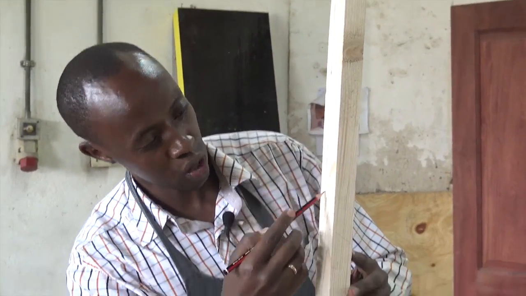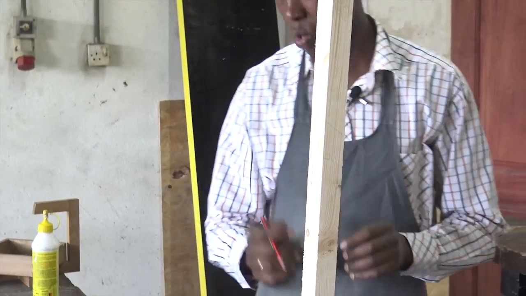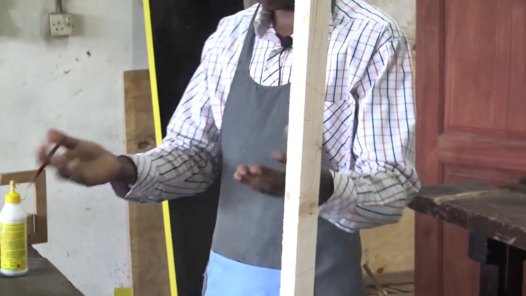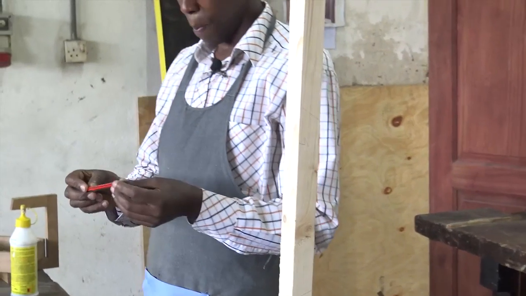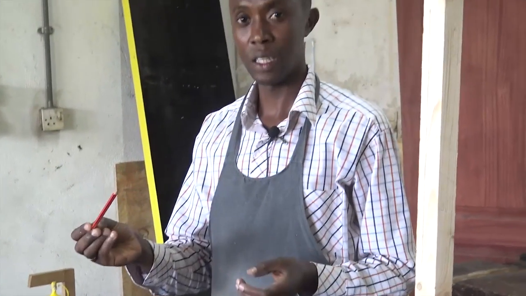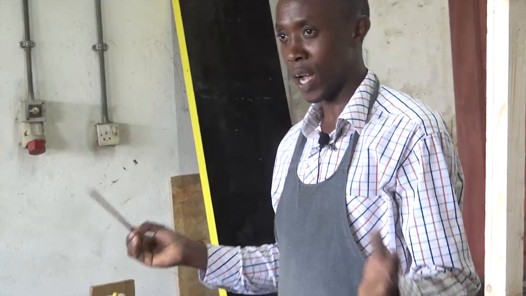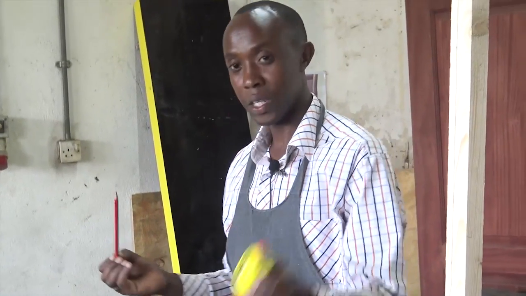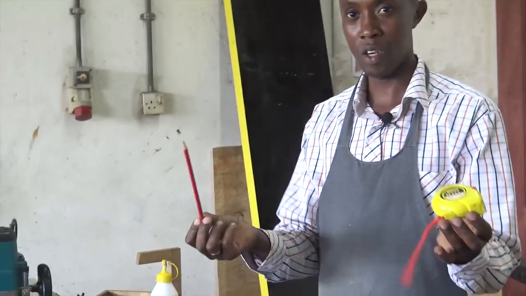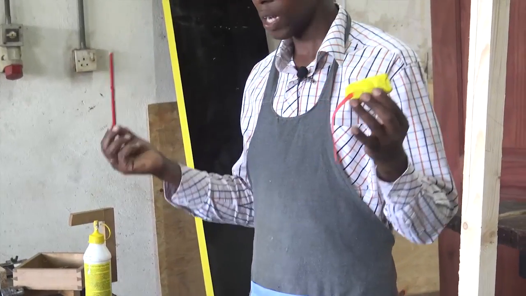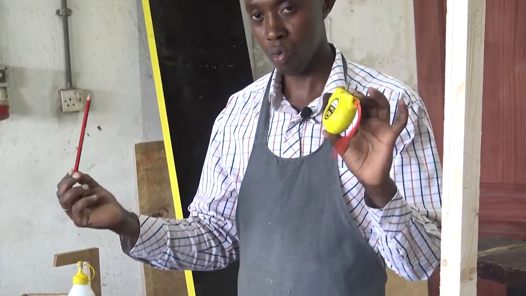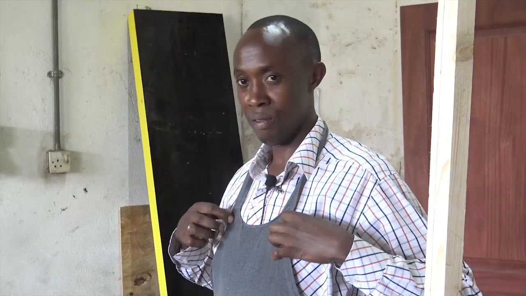The pencil is also a very important tool. Sorry, the last edge is not part of the marking. So the pencil is very important in this trade. You cannot work without a tape measure and a pencil. So immediately you are going to the workshop or you want to embark in an activity, make sure you have these two together with the protective gear.